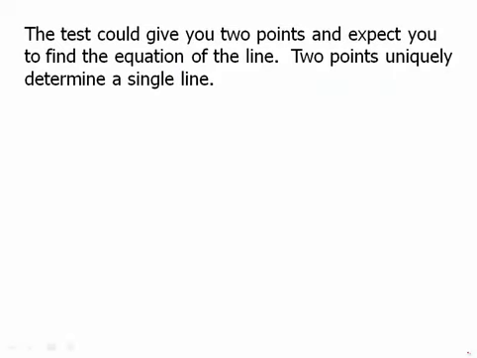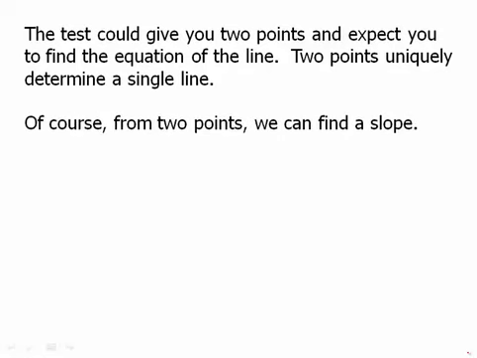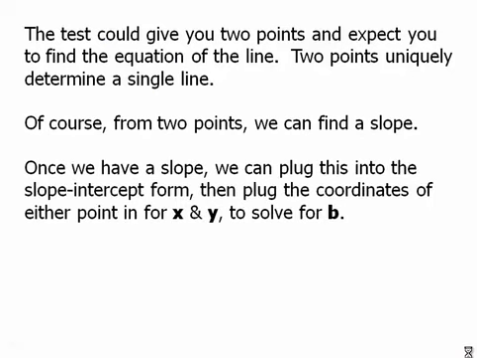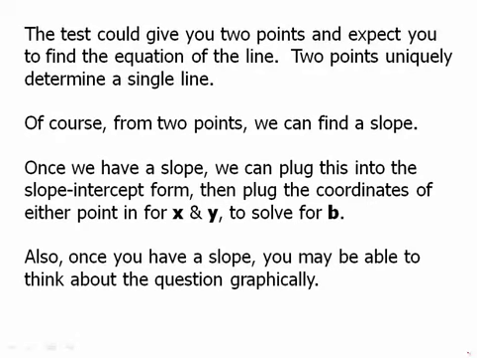The test could give you 2 points and expect you to find the equation of the line. 2 points uniquely determine a single line. So if you're given the 2 points, what do you do? Well, of course, from the 2 points, we can always find a slope. And then once we have the slope, we'll plug either one of those points, it doesn't matter, for the x and the y in the equation, plug the slope in. We can solve for b, and then we have full slope-intercept form. Once you have the slope, you may be able to think about the question graphically as well.